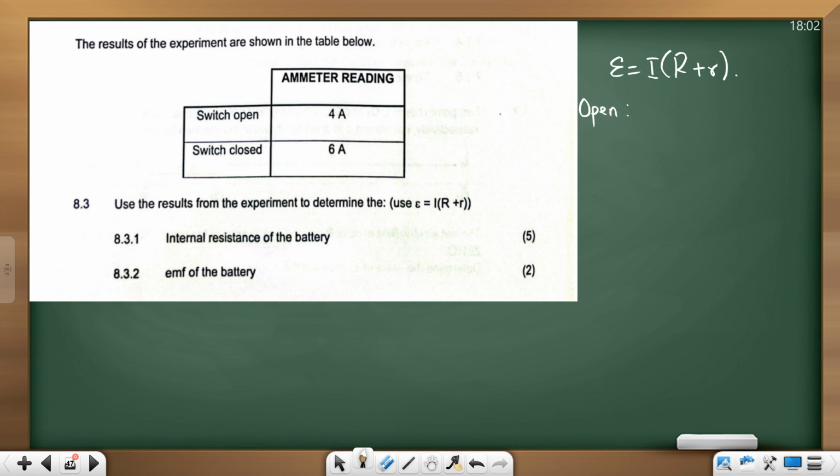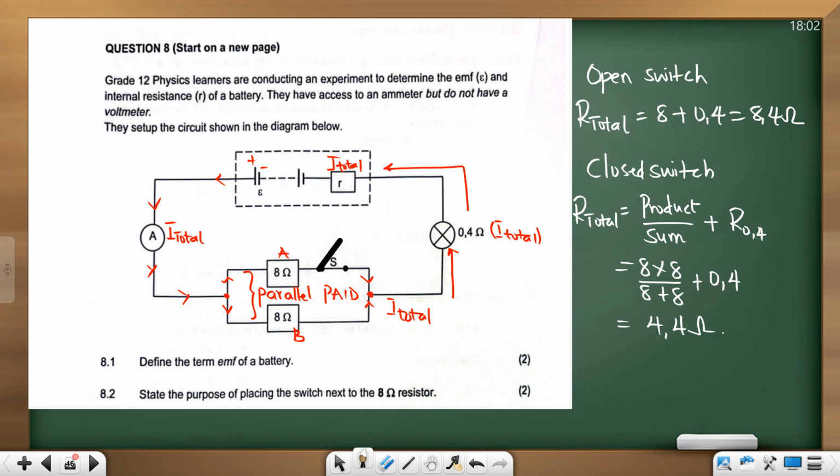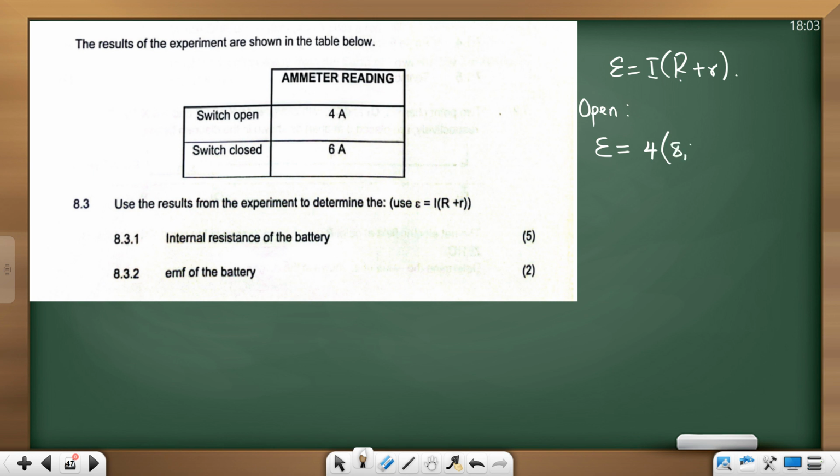Open. Yes, your EMF is going to remain the same though, because we're not changing the battery. So do I know the value of the EMF? No. But do I know the current when the switch is open? What is it? 4. What does this capital R stand for? External. Do I know the value of the external resistance when the switch is open? What is it? 8.4. Guys, I need you to speak so that I can know that we are on the same page. Two unknowns. When we have two unknowns, simultaneous equations. Okay, so let's go check for when the switch is closed.